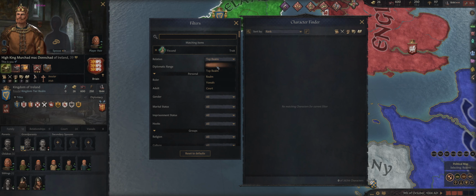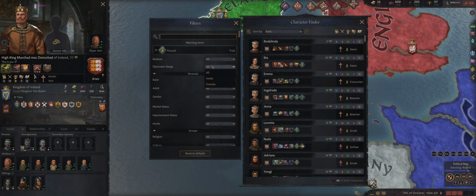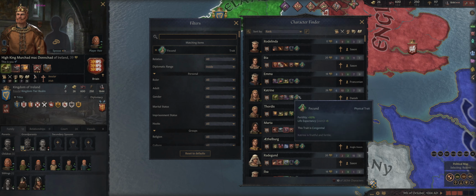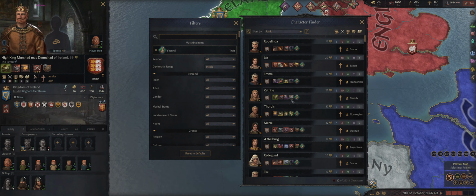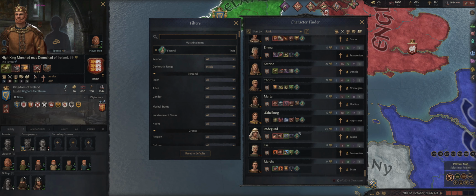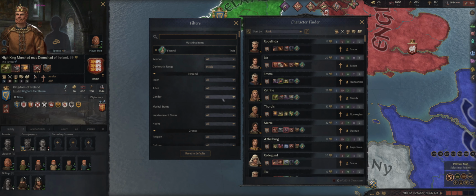Generally, you'll want to look across all, and you'll want to set diplomatic range to inside. If you don't set it to inside, then the people that you're going to see, you're going to have no likelihood of getting them into your court, basically. We're going to talk a little bit more about how you get people into your court in just a moment, but this is just a way for you to go and find people.